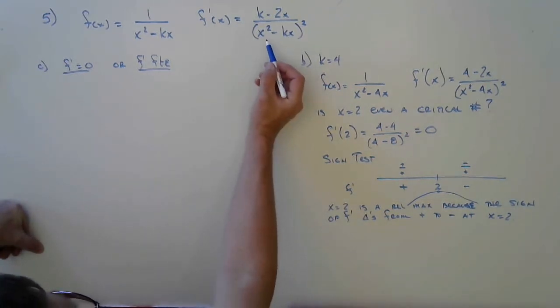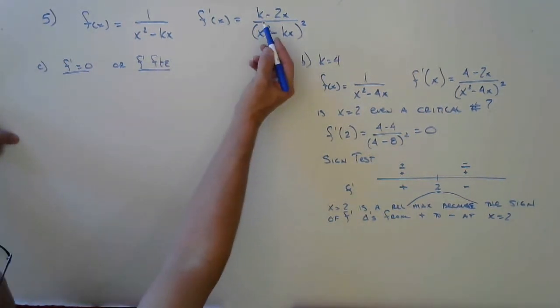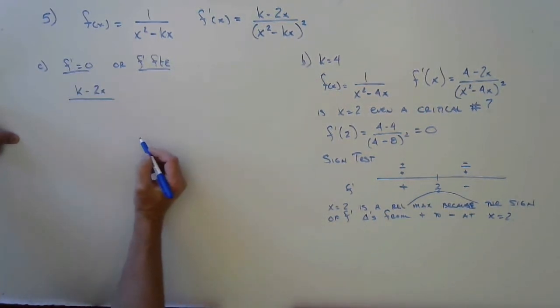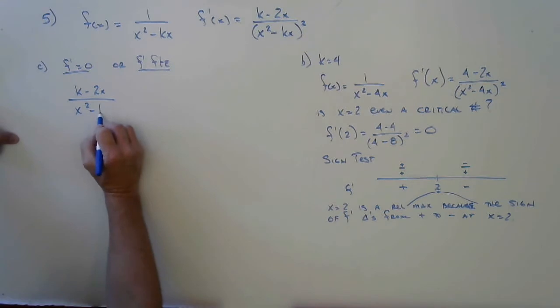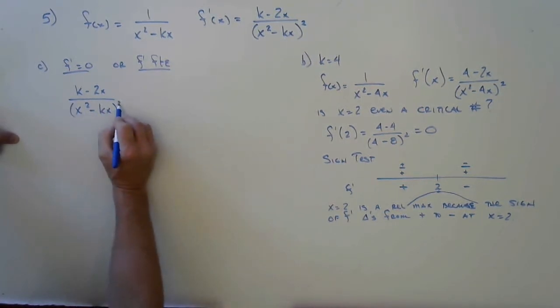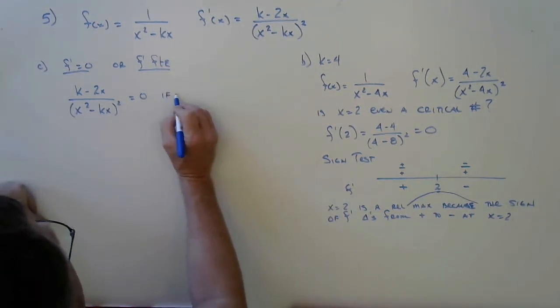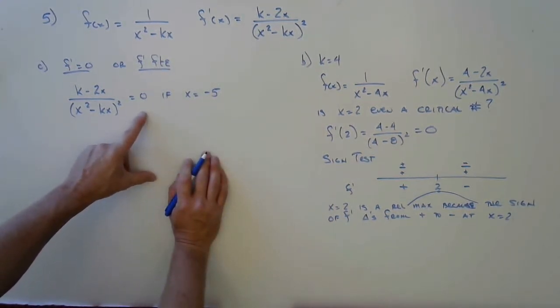So we take our derivative right here, right? That's our derivative, and it says find the value of k. So we don't know k, so this is our derivative. Our derivative is k minus 2x divided by x squared minus k, all squared, right? We want this to be 0. When is this going to be 0? And they tell us the value of x, right? x equals negative 5. Now, it could be the case that it's 0, or it could be the case that it fails to exist.